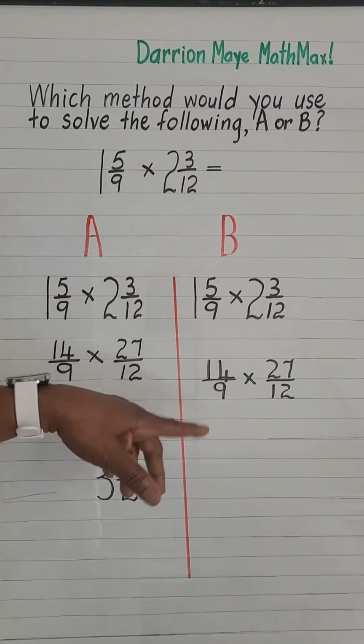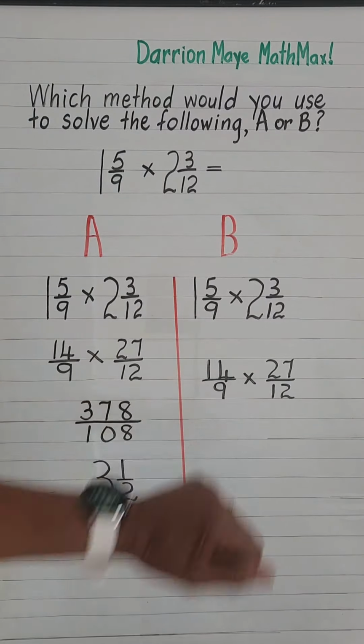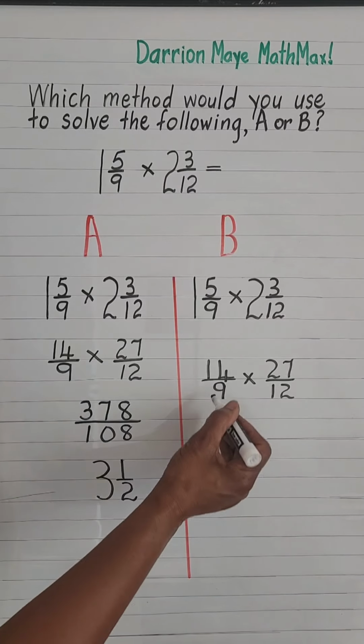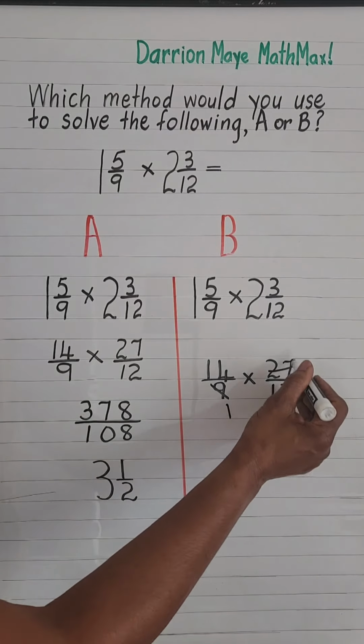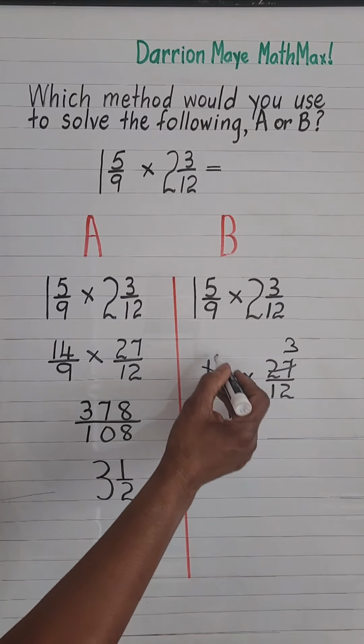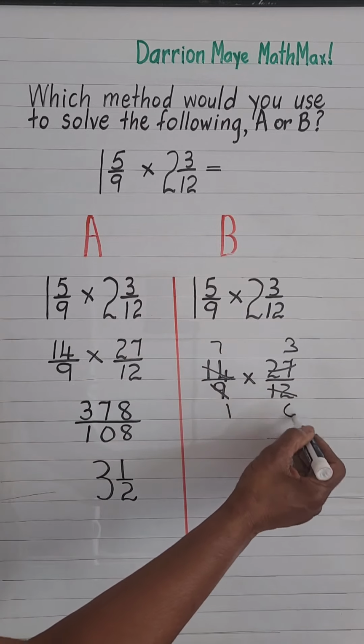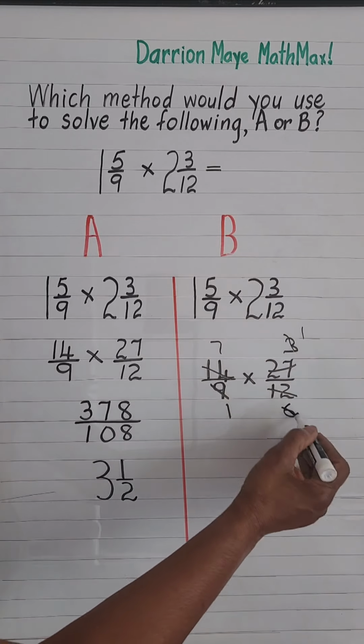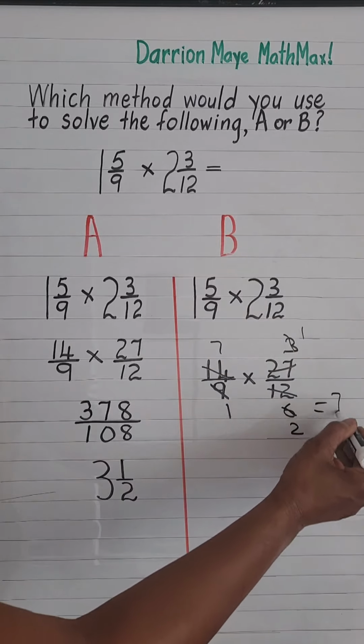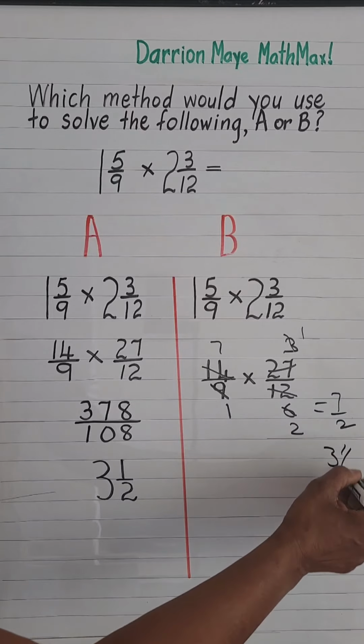Now B, we have already changed the mixed number to improper fraction. So now we're going to cancel. This is 1 time and this is 3 times. This is 7 times and this is 6 times. This is 1 time and this is 2 times. Equals 7 over 2, which is 3.5.